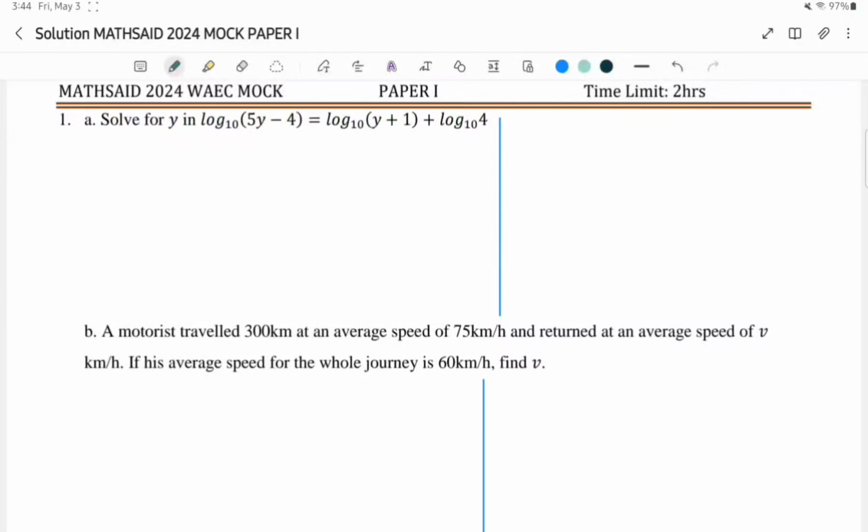Hello everyone, this is the theory part of the mock exam we've been solving.